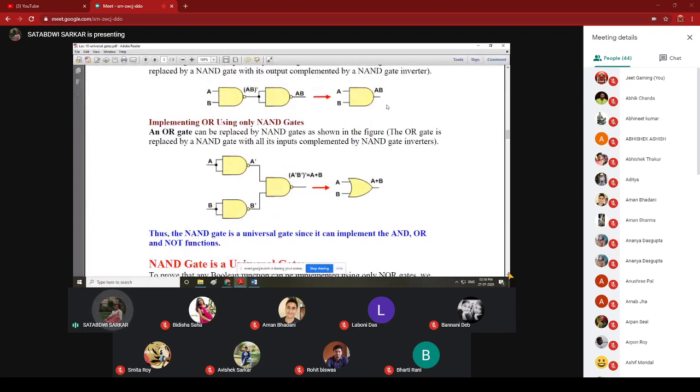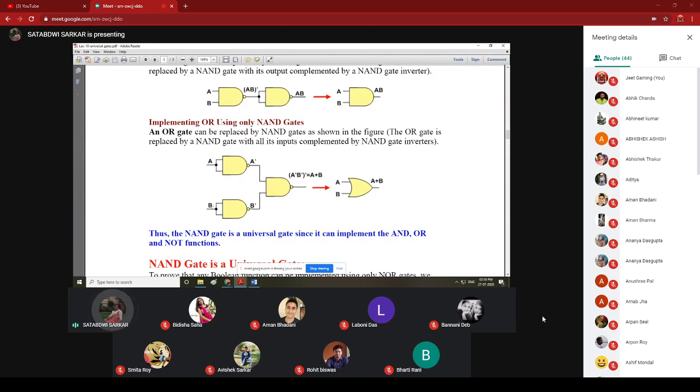So this is the AND operation. Now it is the OR operation. For doing the OR operation, we are having three NAND gates there. This is the A input, and A is passing through both the inputs. So we are getting A bar, or the complemented output here. So A bar is the output.